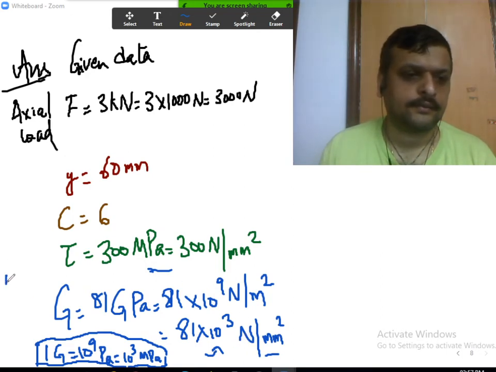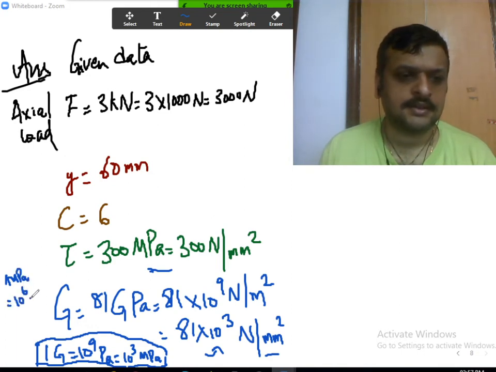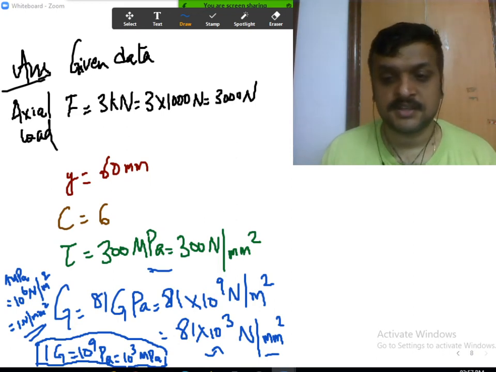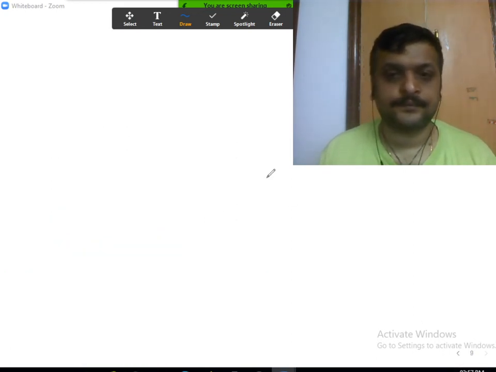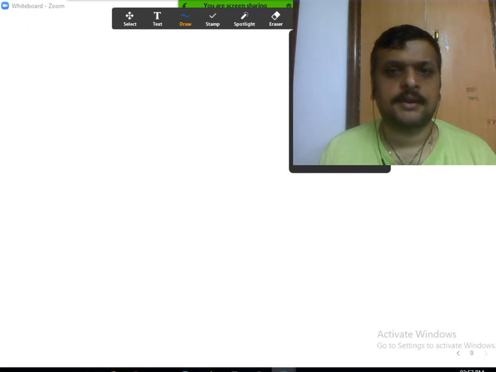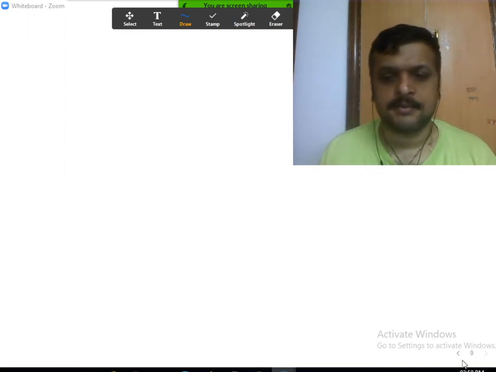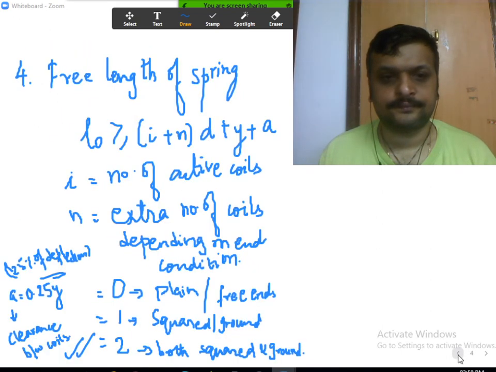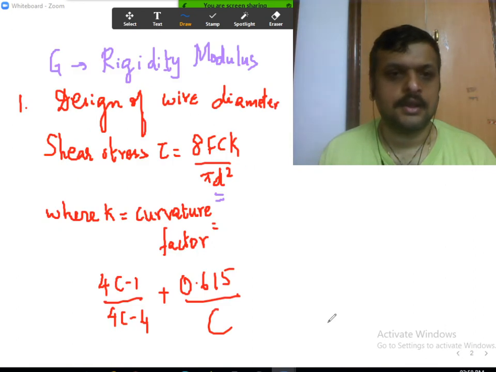So I'll write here 1 MPa equals 10 power 6 Newton per meter square, that is equal to 1 Newton per mm square. Unit conversion is very important when it comes to SOM or design subjects like that. If you make mistakes with the units, then everything will become a mess. You will not get marks suitably, it will cut marks. So be careful.